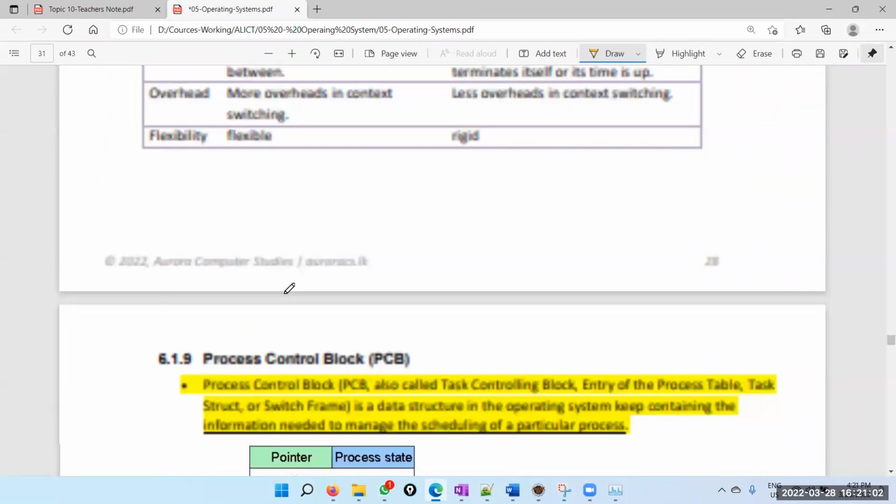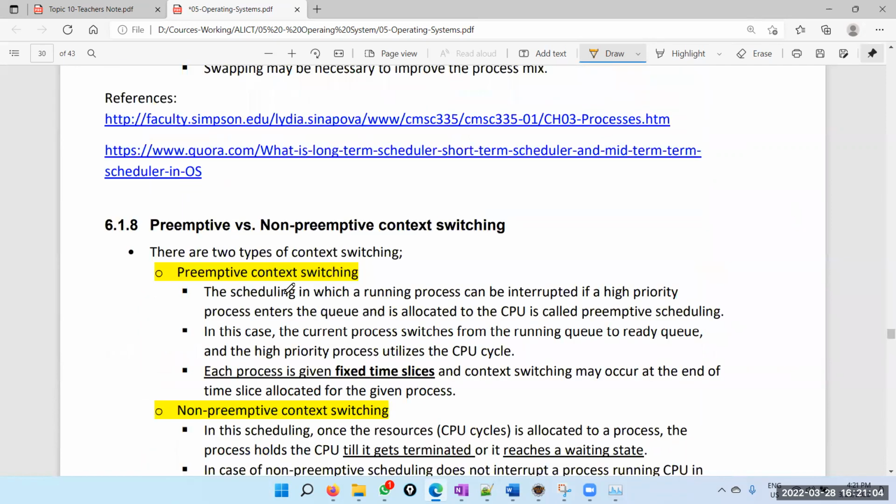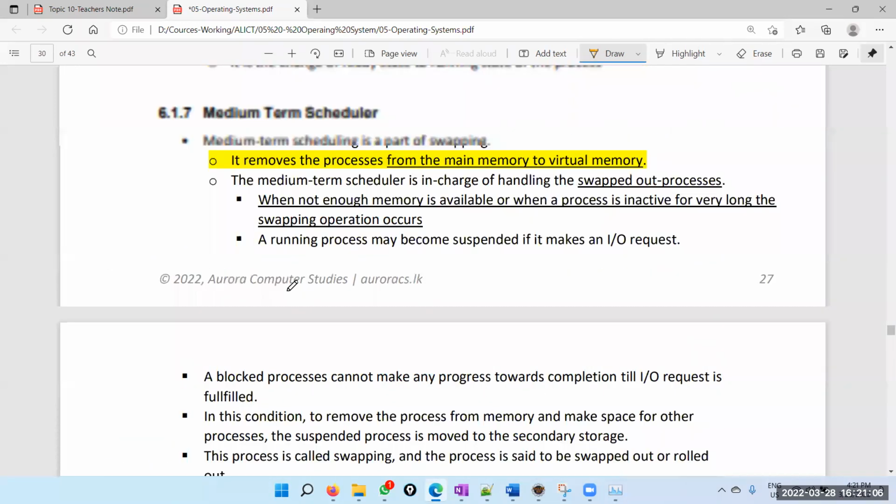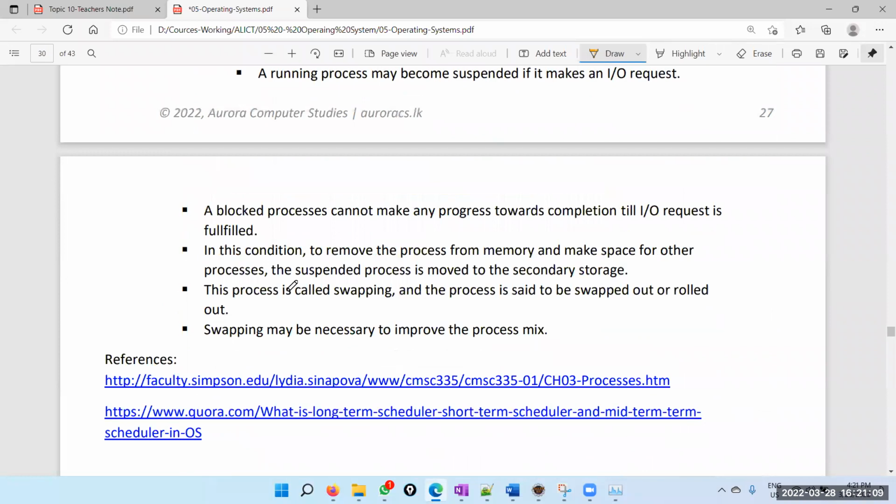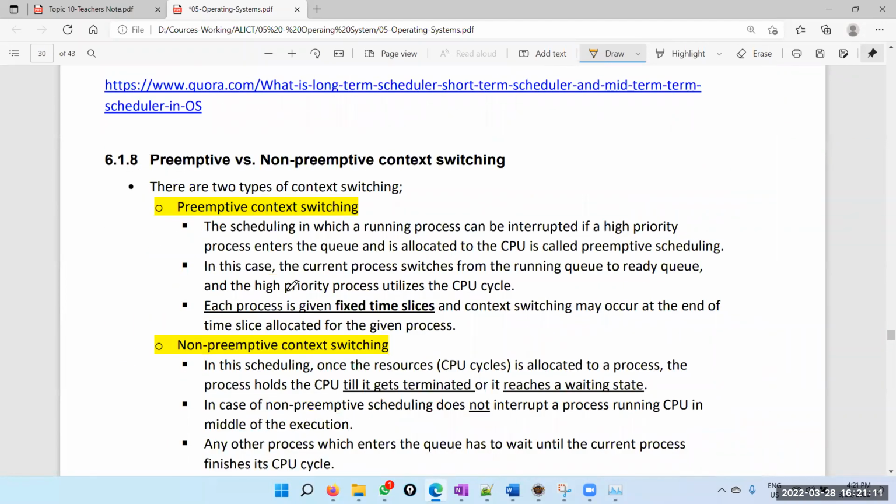That's it on process. So we have two more subtopics. Now remember, I told you why they are moving from ready to running, running to ready, ready to running, running to ready. Why?